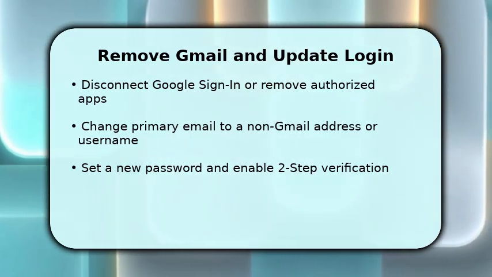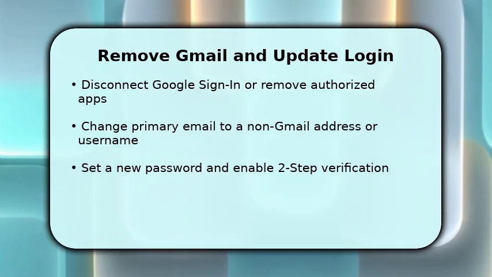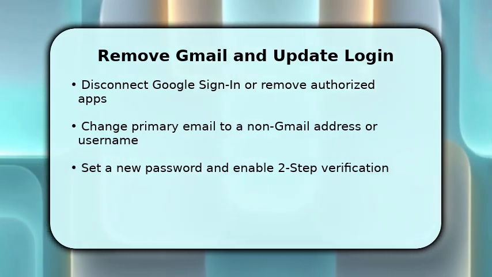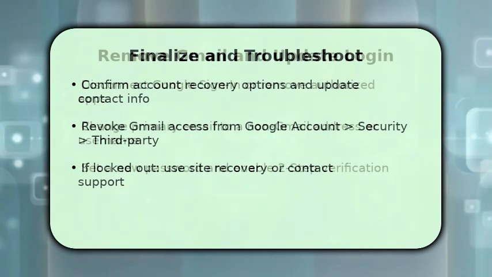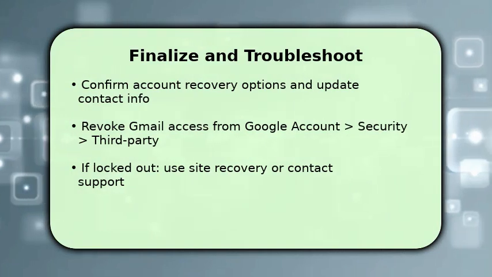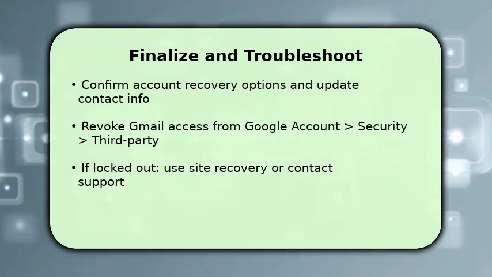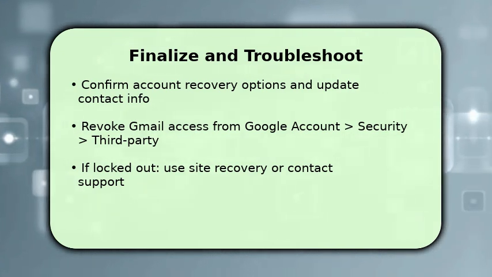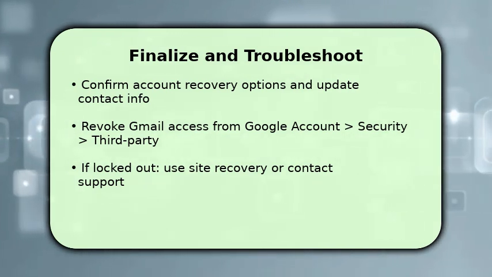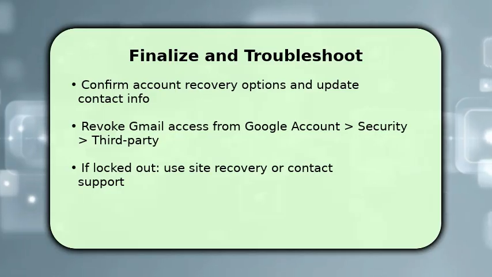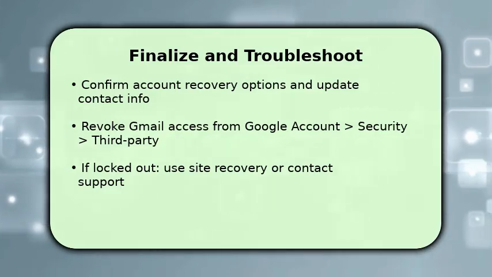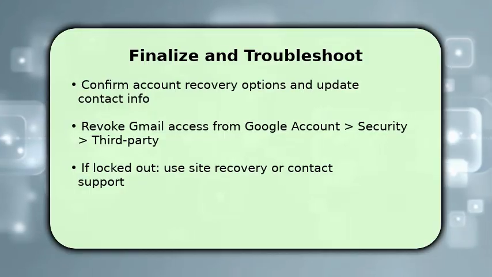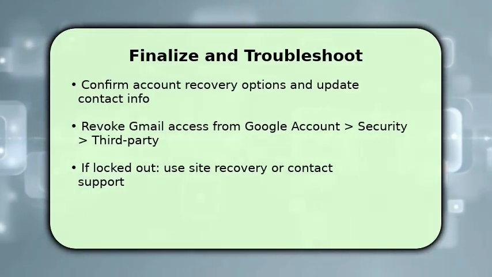Once complete, test logging out and back in using the new credentials to verify that you finish by confirming recovery options. Update phone numbers and secondary emails so you can regain access without Gmail. Then go to your Google account security settings and revoke the site from third-party access to ensure Gmail is no longer linked. If you encounter problems, try the site's account recovery flow immediately and keep screenshots of errors.